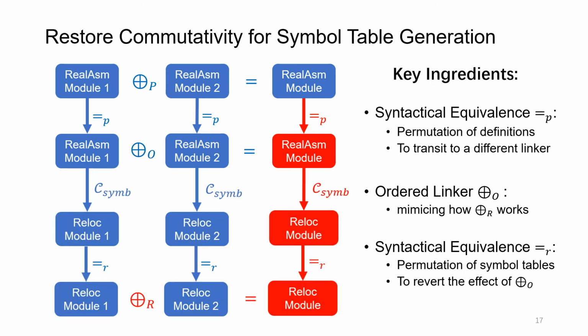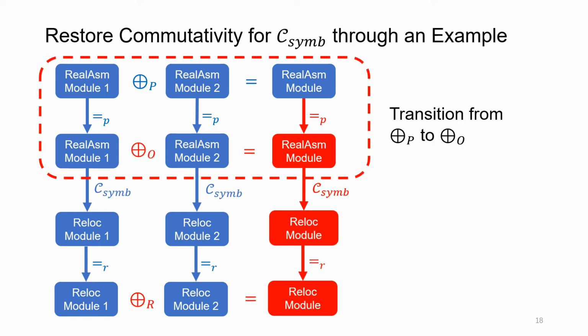Because the ordered linker mimics the linker of object files, the commutativity that was broken before is restored after the transition. The extra syntactic equivalence equal R is inserted because of the need to revert the effect of the ordered linker on symbol tables. Note that syntactic equivalence preserves program behaviors, therefore it does not affect the correctness of the compilation. We illustrate those ideas concretely using our running example.